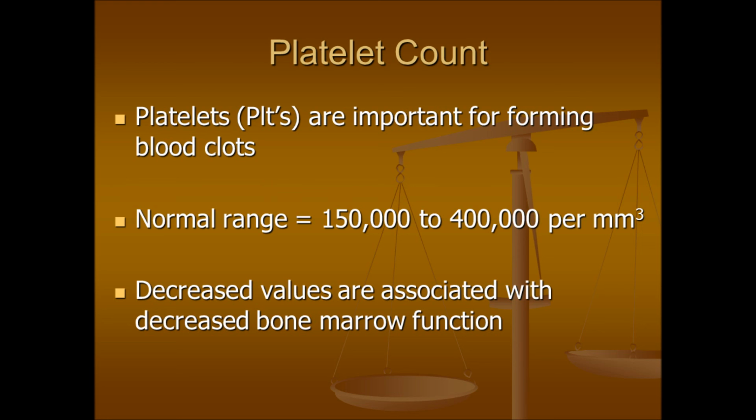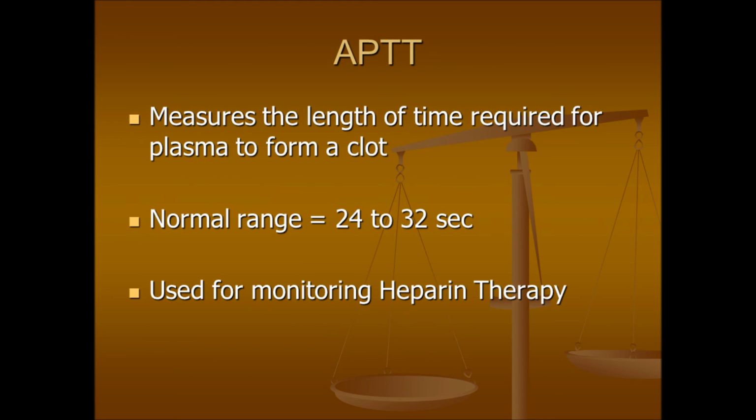Your APTT is another coagulation study, and it measures the length of time required for plasma to actually form a clot. The normal range is 24 to 32 seconds. The MBRC loves to know if you know that APTT is used for monitoring heparin therapy.